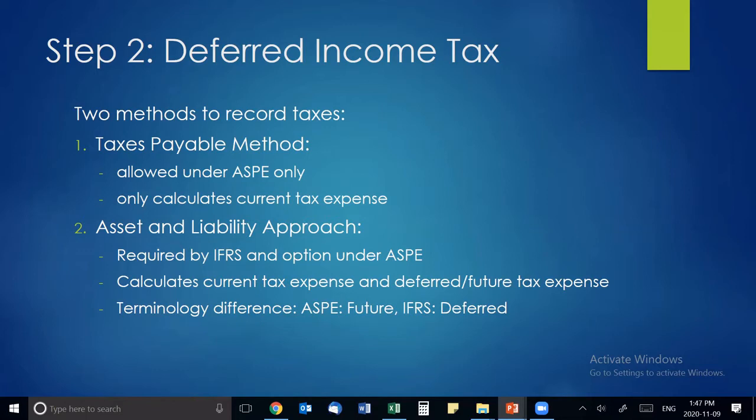There's a little bit of a terminology difference between ASPE and IFRS for deferred taxes. ASPE calls it future tax expense, future tax asset, and future tax liability. IFRS calls it deferred. I'll call it deferred from now on, but just note that there is a little bit of a terminology difference. ASPE calls it future taxes, future tax expense. All right, so under the asset and liability approach for number 2, we do have to record the deferred taxes. So that's where this video comes in.